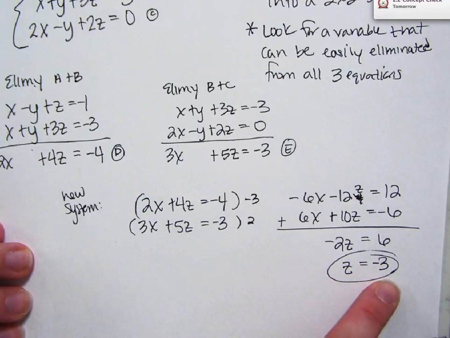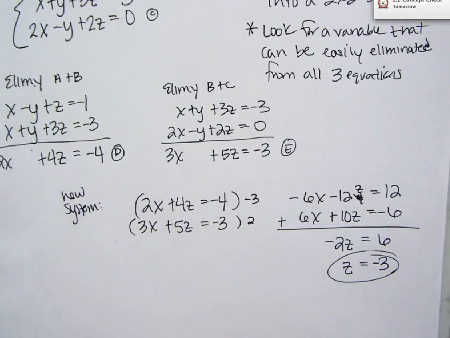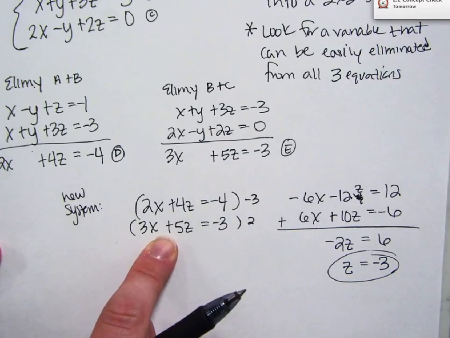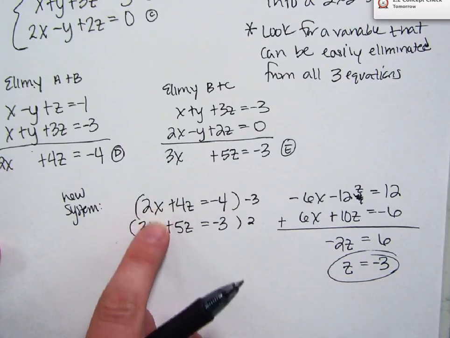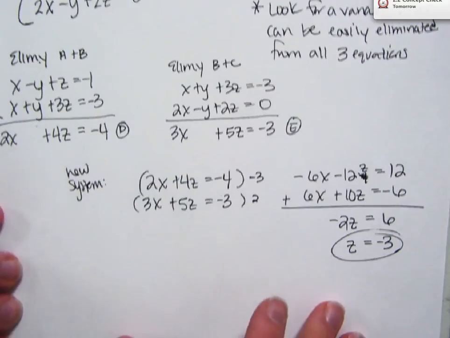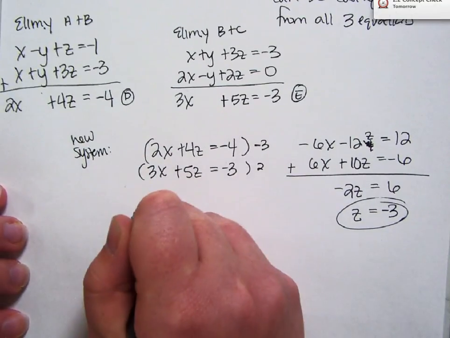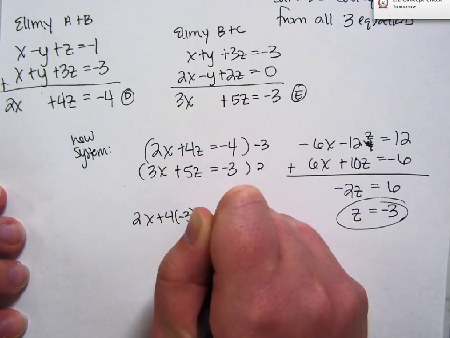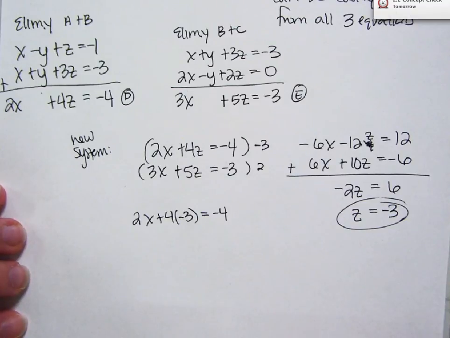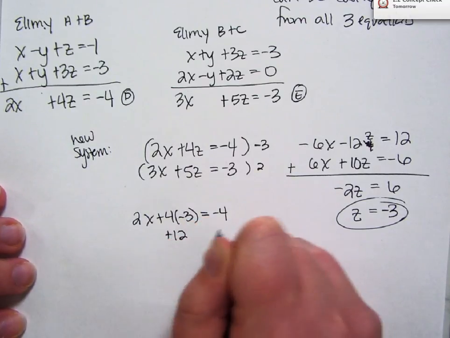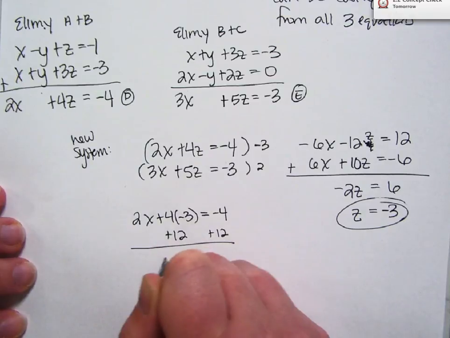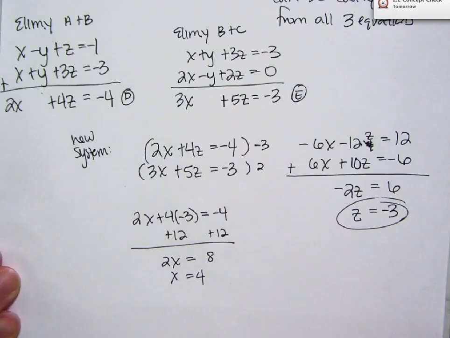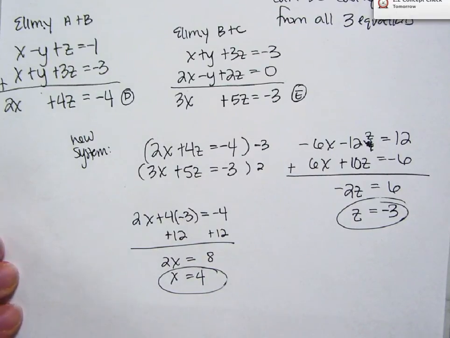Now that we have one variable, we can go backwards and find a missing variable. So I want to jump back to that two variable, two equation system, and this will allow me to find x. I can use either equation. I'm going to use the first equation. That would look like 2x plus 4 times -3 equals -4. Add 12 to both sides. 2x is equal to 8. So x equals 4. I found my second variable.